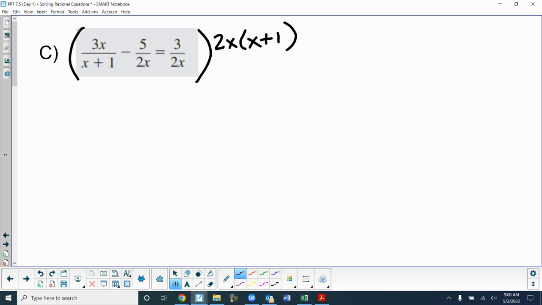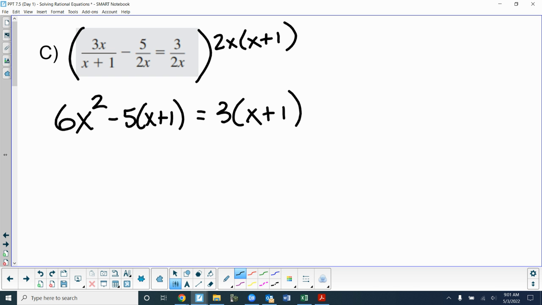So when I multiply this first fraction, what happens to the x plus 1s? It cancels. So what's 3x times 2x? 6x squared, right? When I multiply this second fraction, the negative 5 over 2x times this, what happens to the 2x's? They cancel, so it's negative 5 times x plus 1. What happens to the 2x's? They cancel, so it's 3 times x plus 1.